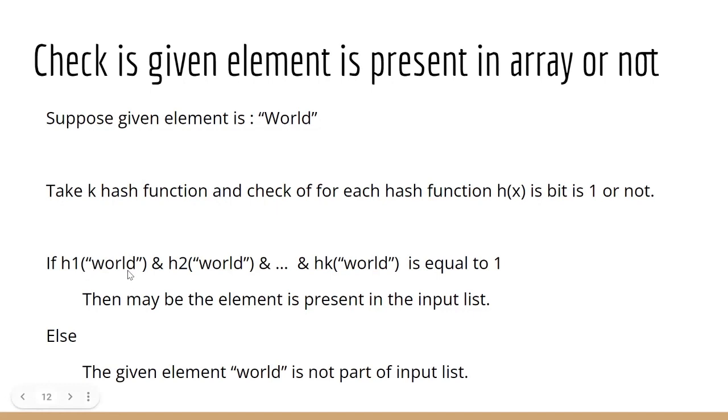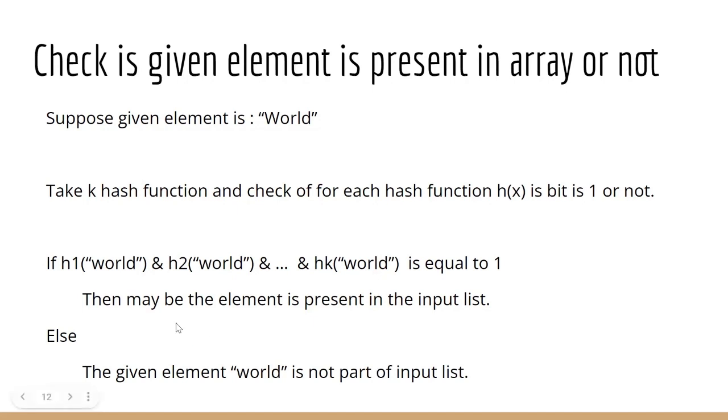So we'll take hash 1 of world, hash 2 of world, and hash 3 of world, and check if each is equal to 1. There could be 2 cases, either it is 1 or 0. If the value is 1, we are not sure, but we can say maybe, or maybe not, the element could be present in the input list that we were given previously. But if it is 0, we are sure that the element was not part of the input list.